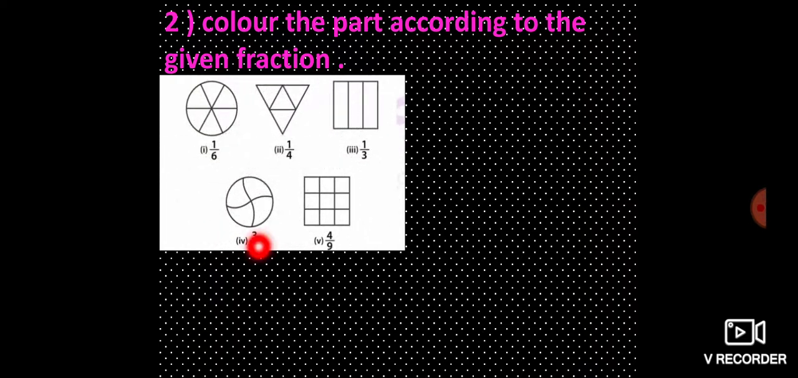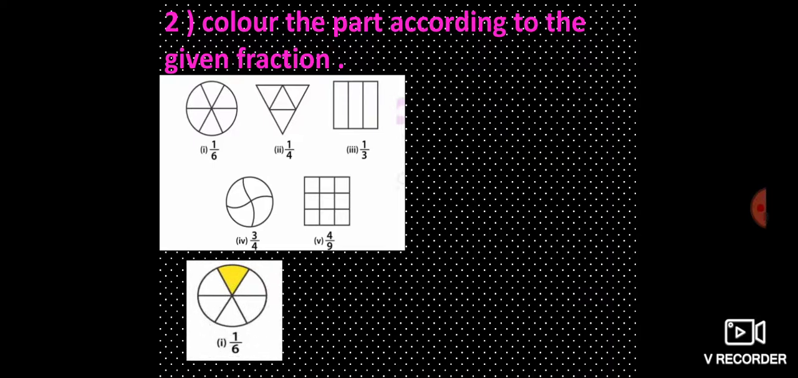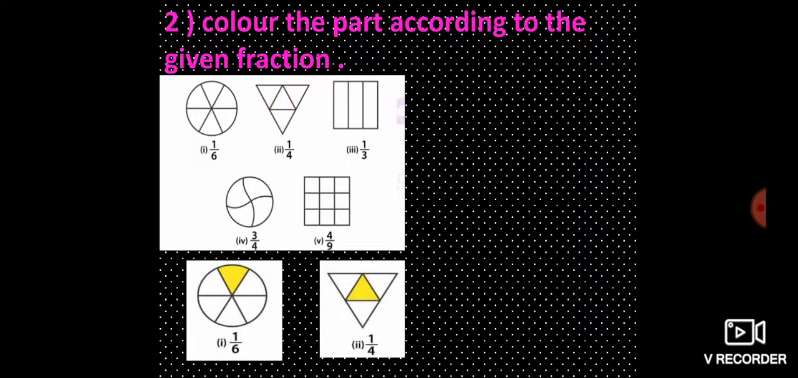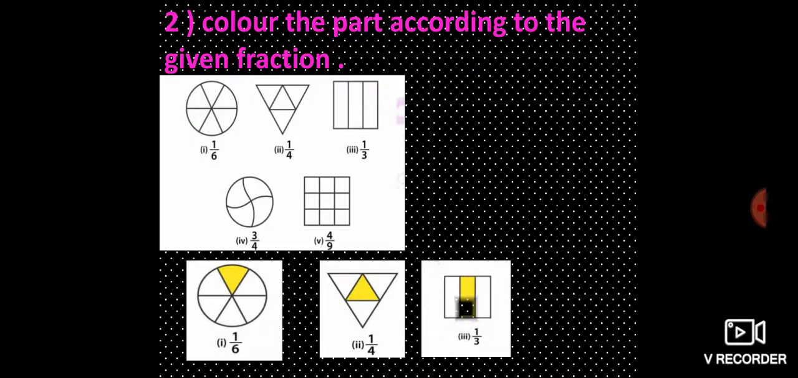The first question is 1 by 6. We have to shade only one part. So total 6 parts are there. Out of these 6 parts, one part we have to shade. So first question like this. One part is shaded, that is 1 by 6. Here also one part is shaded, total 4. Out of this 4, one part is shaded. Second question's answer is like this. Third question also one part is shaded.